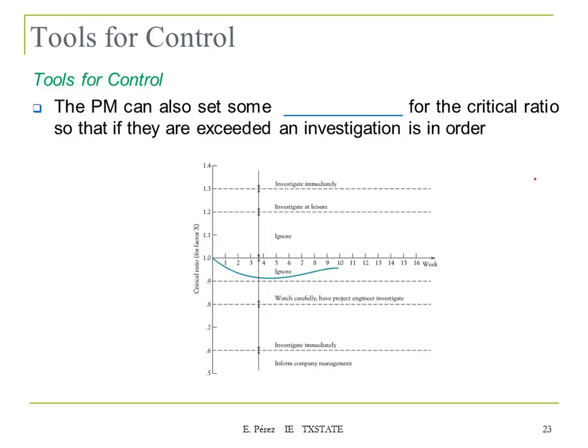If you are within these limits, you can ignore what's going on. But if you go below or above this limit, you can take a different decision, like investigate. And if you go above that third limit, you should go and find out what's going on right away. So the project manager can also set some control limit for the critical ratio, so that if they are exceeded, an investigation is in order.